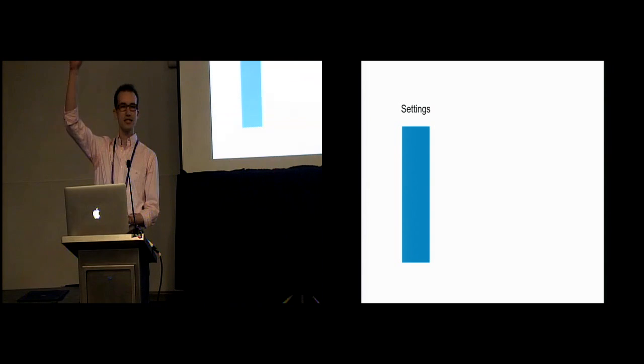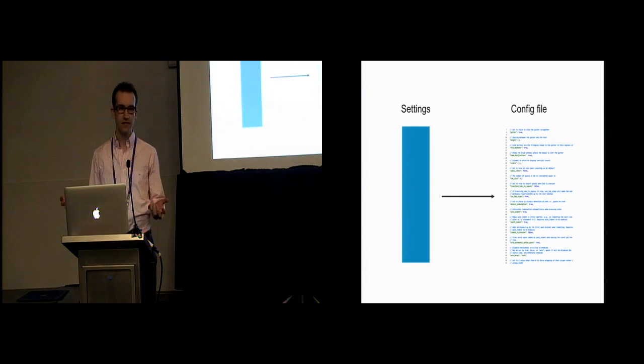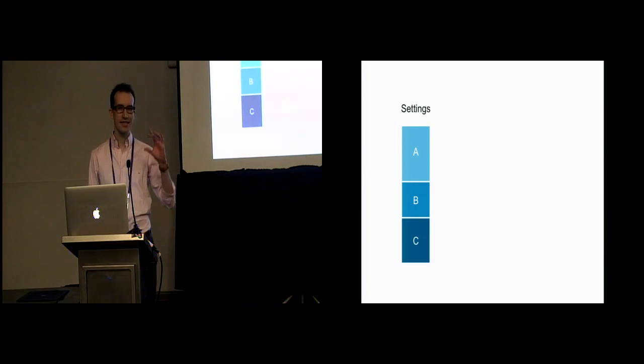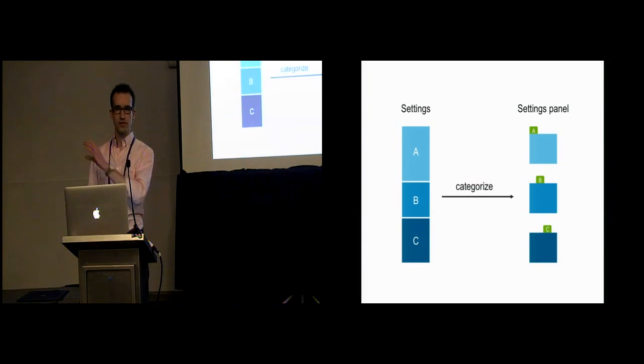But let's step back a little bit and think about settings. So you can think of them as this long list of key value pairs of parameters. And really, a config file is a direct textual representation of these. Another approach is to categorize settings based on similarity. And if you put these in the different tabs of the settings panels, you have a simple graphical user interface.